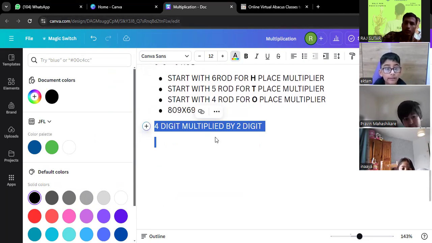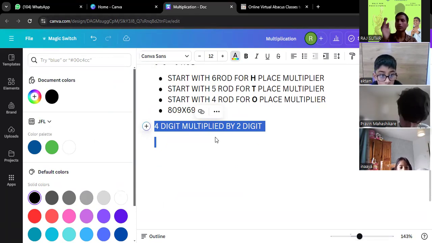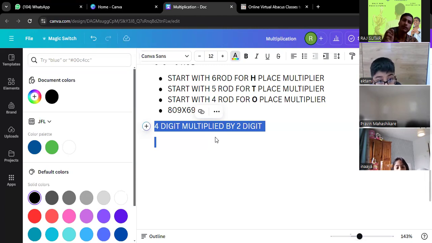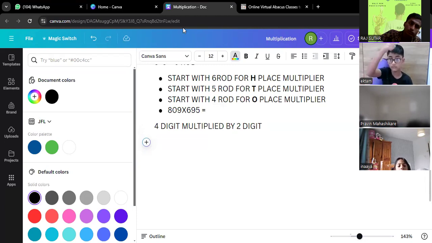Whatever the multiplier is, when we are writing the answer, the tens place number, we are multiplying with the tens place. If we are multiplying with the tens place, we are writing on the particular sixth or fifth rod. Then for the next number, we go one rod less, means the fourth rod, then third rod, second rod, like that. Getting it? Yes or no?